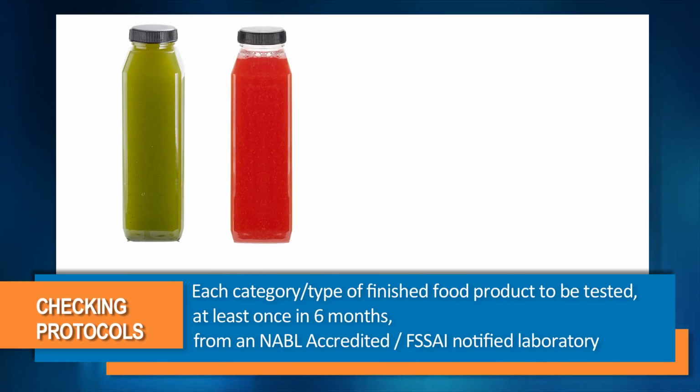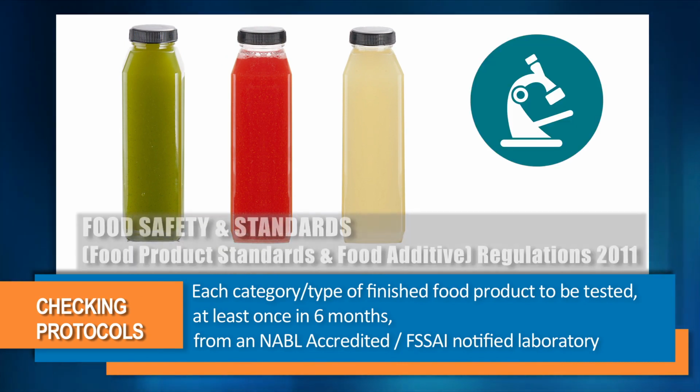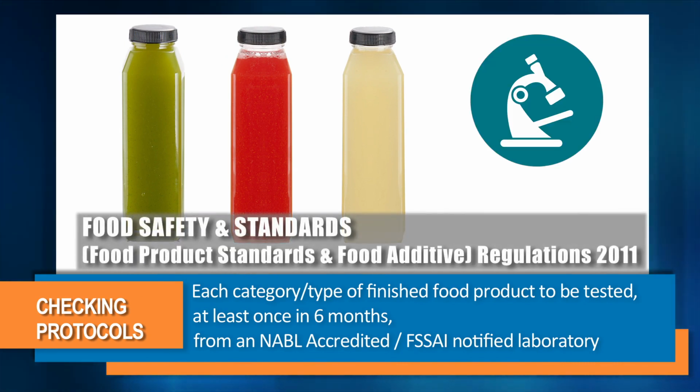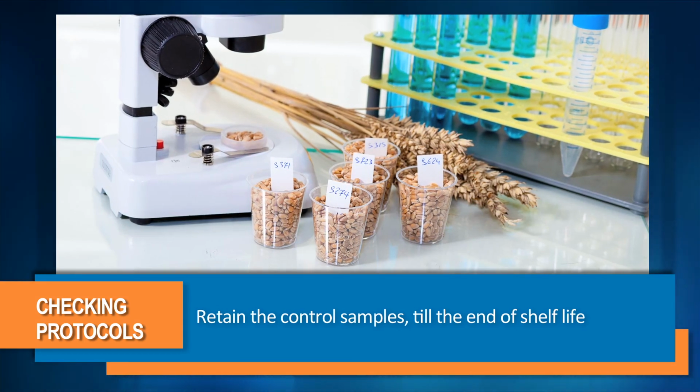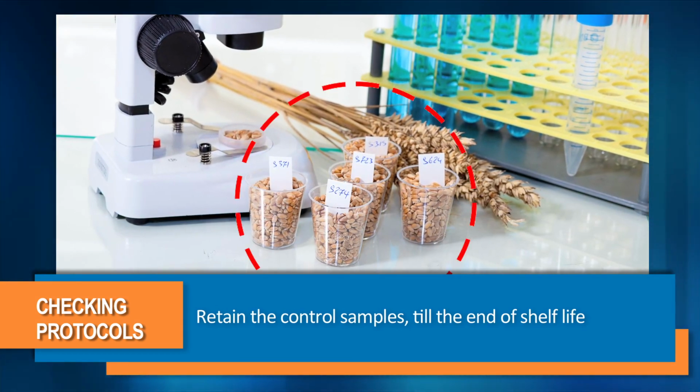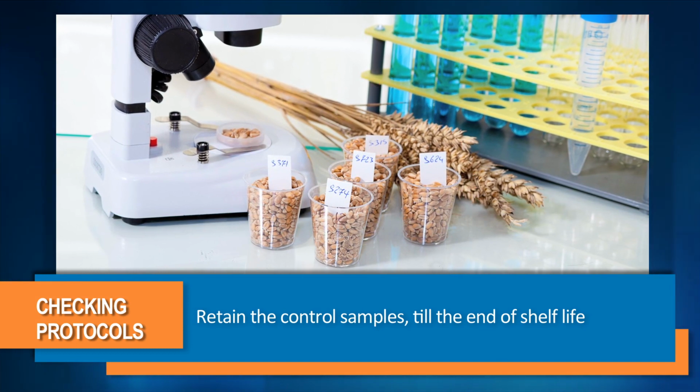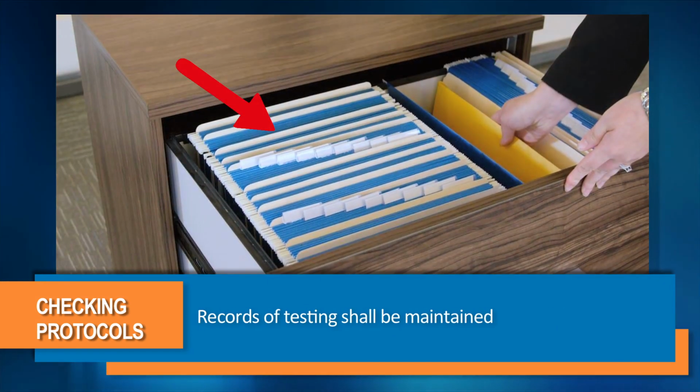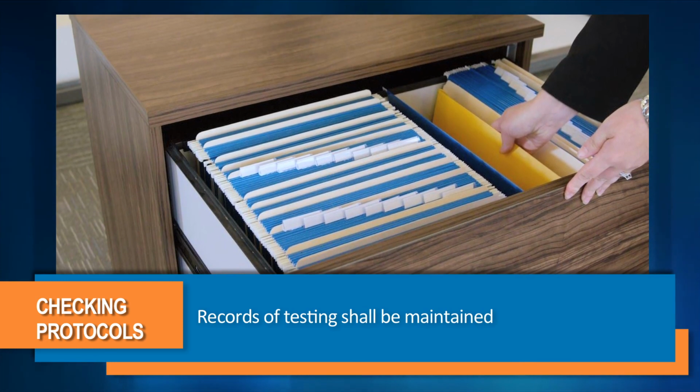Each category or type of finished food product shall be tested as per Food Safety and Standards, Food Product Standards and Food Additive Regulation 2011 at least once in 6 months from an NABL accredited or FSSAI notified laboratory. It is recommended to retain the control samples till the end of shelf life. Records of testing shall be maintained.